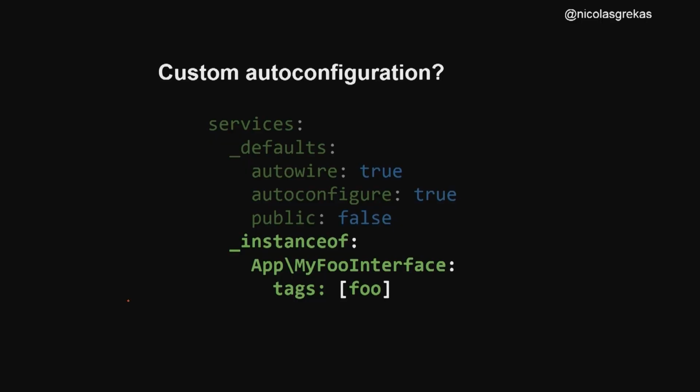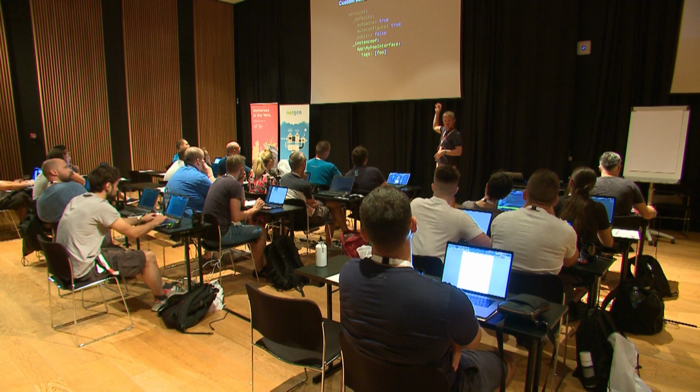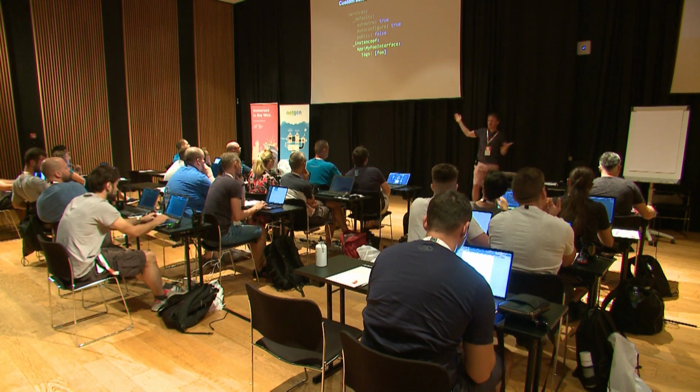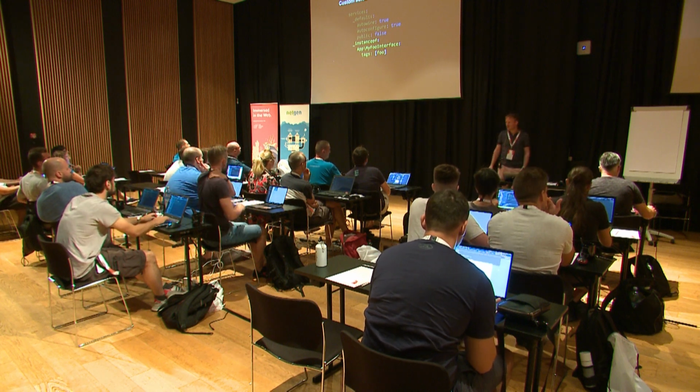Okay? This one is instance of configuration. So it's pretty much the same as auto-configuration. You remember auto-configuration is about, oh, this extends abstract controller, so add this tag, right? This says the same, but it's local. So this says, in this file, if a service is an instance of this interface, then add the tag, right? So if you want to have local auto-configuration rules, this is the way. In case you need it, you know how to do it now.